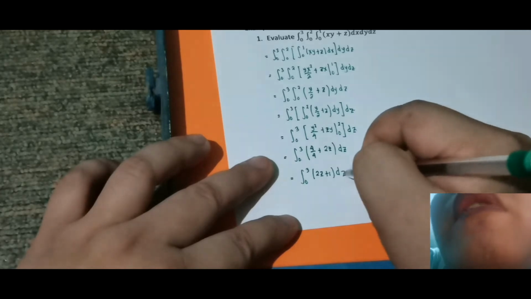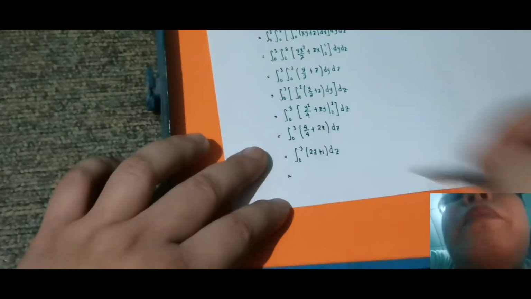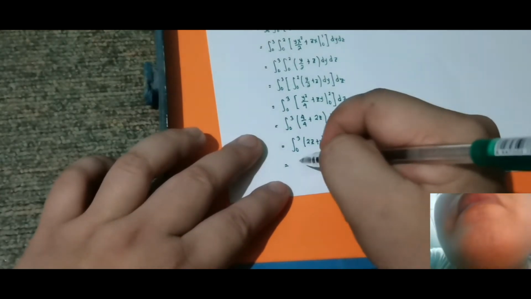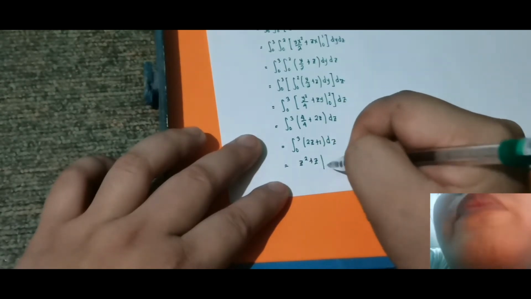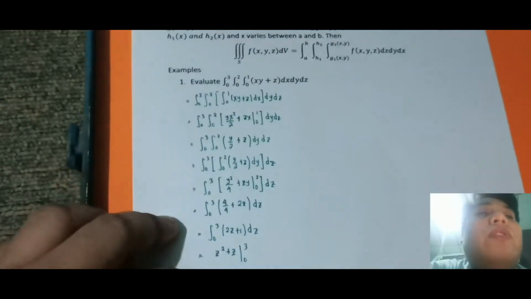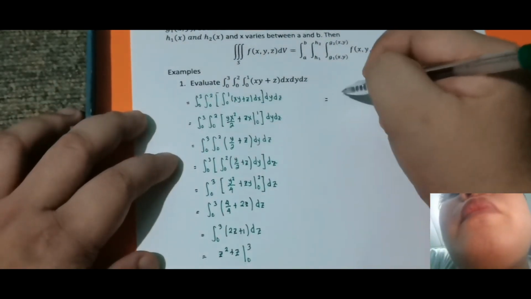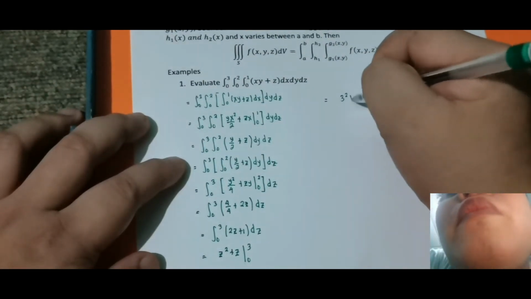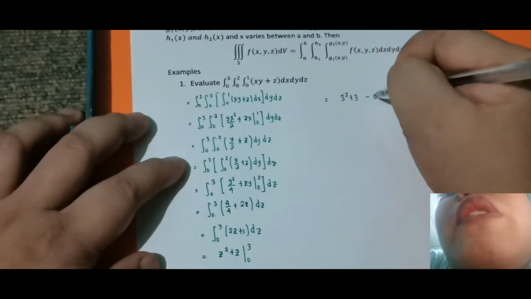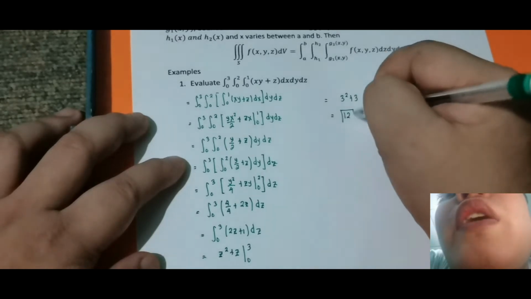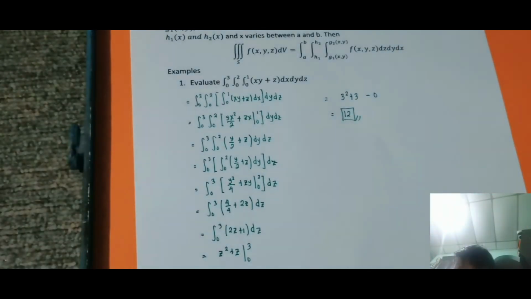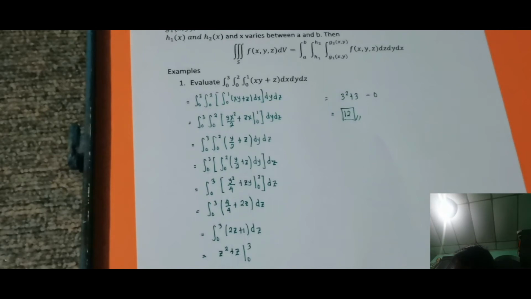Then integrate ulit. Integral of 2z is just z squared. Integral ng 1 is just z. The boundary is from 0 to 3. So, this is 3 squared plus 3 minus 0, which is 9 plus 3, which is 12. Check ko lang din kung tama tayo. Baka magtama din na naman si sir. Ayun, tama si sir. Okay, ganun siya kadali.